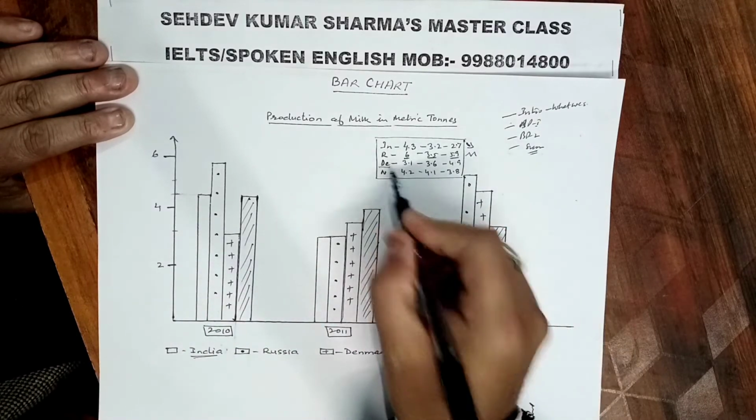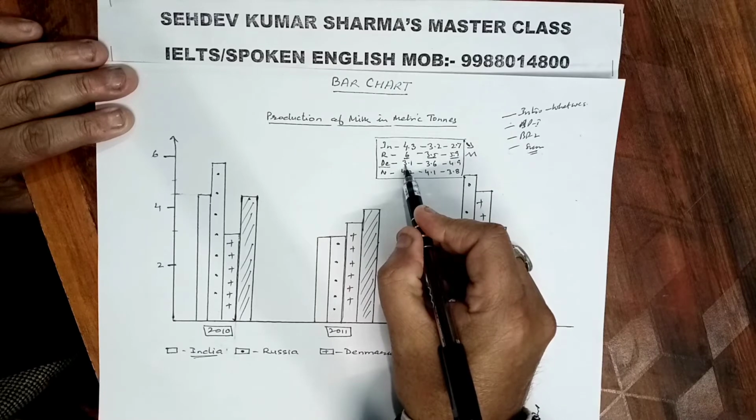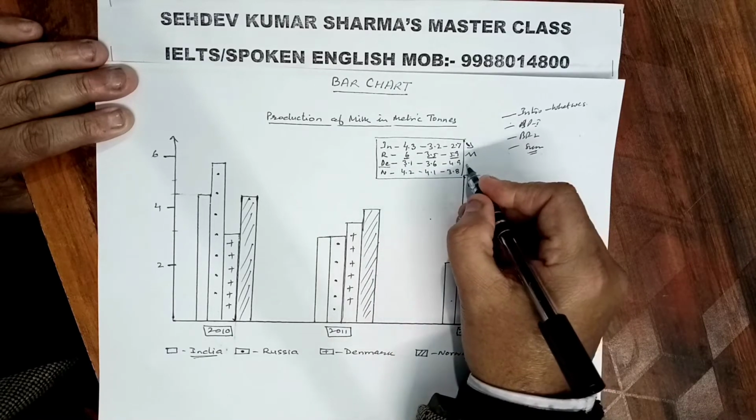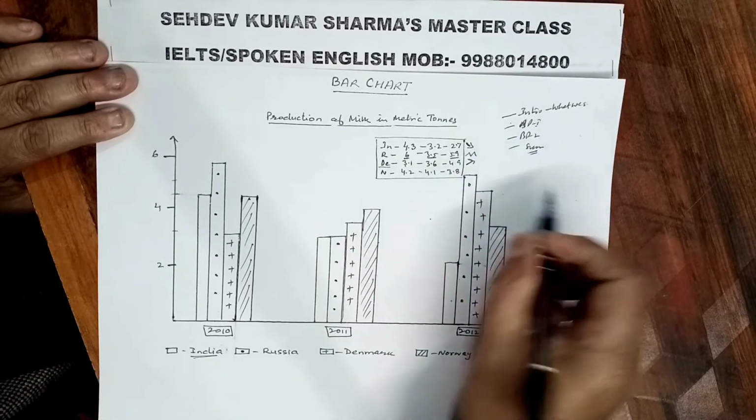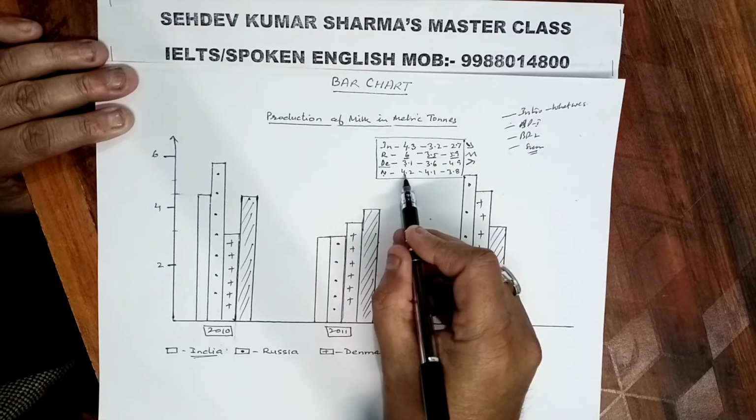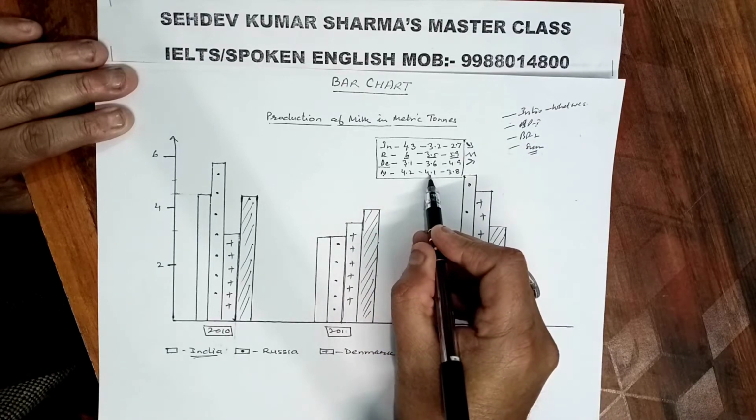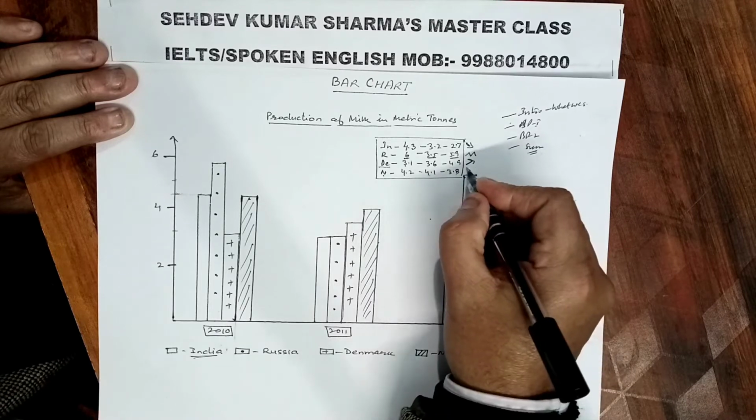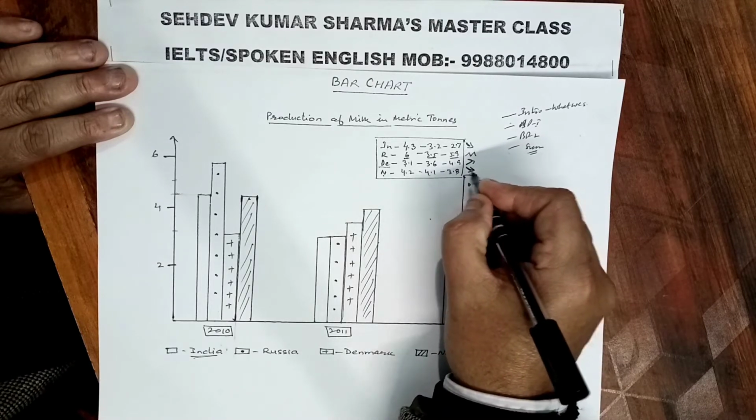Come to the next, Denmark. It is 3.1, 3.6, 4.9. That means data has increased. Very good. And in case of Norway, it is 4.2, 4.1, 3.8. That means data has again decreased a little bit.